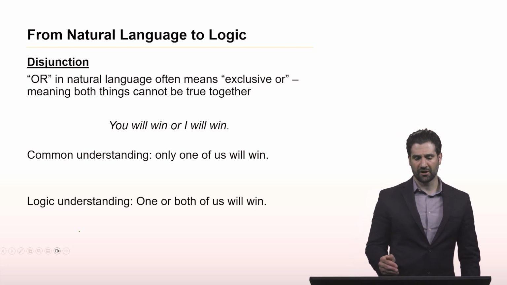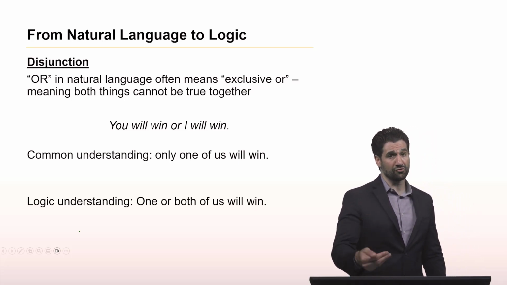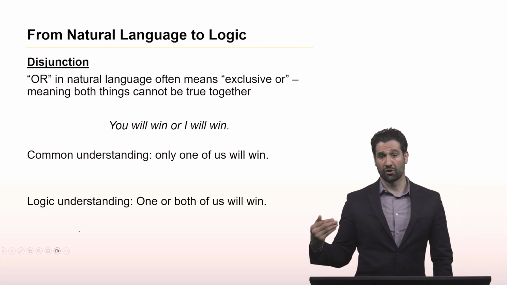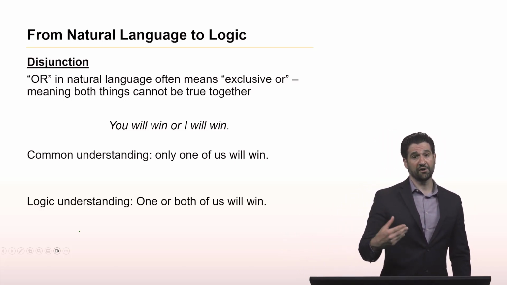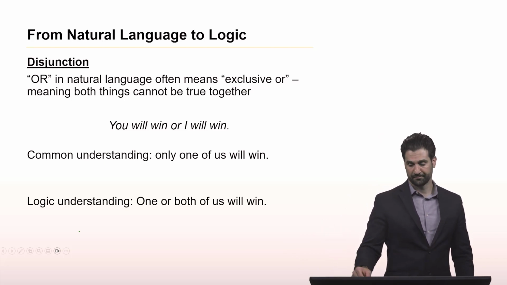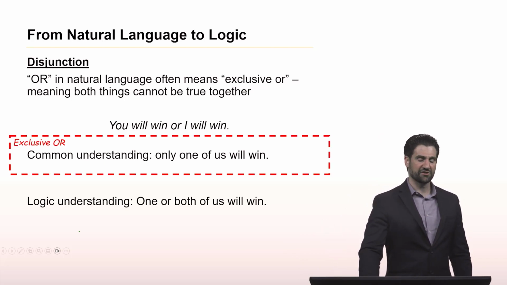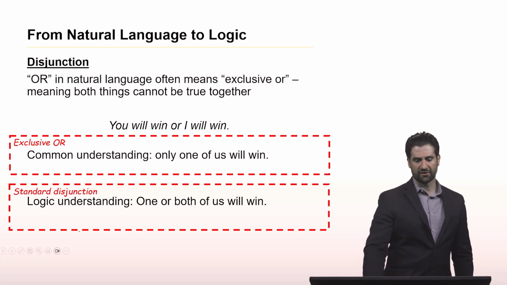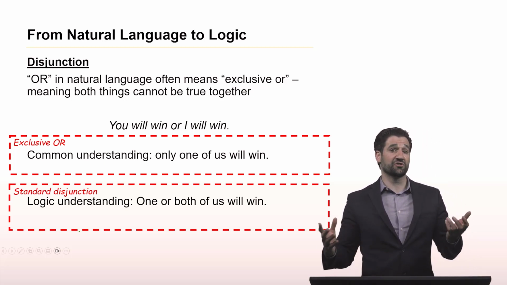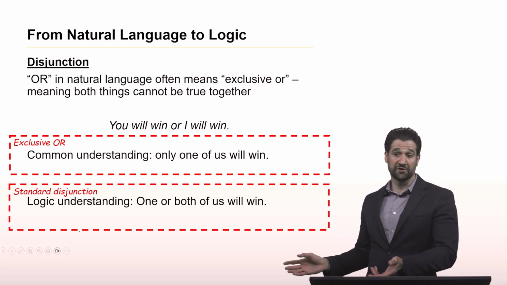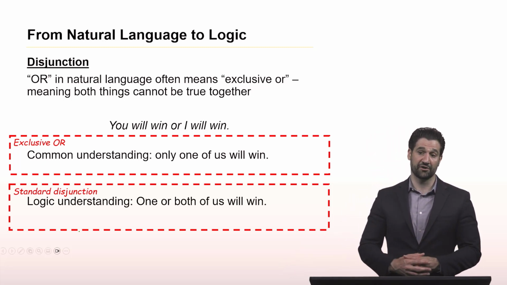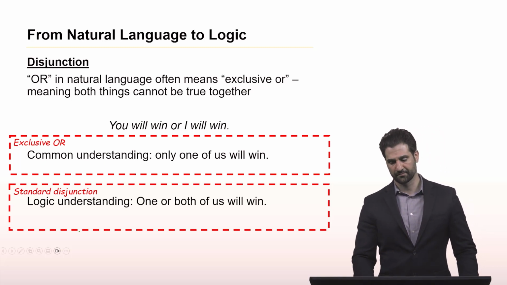But the common understanding is that only you or I will win, as opposed to the logical understanding, which is one or both of us will win. As you see in the first case, there's this exclusivity. Only one will win. Whereas in the standard definition of disjunction, it's okay if both of the items in the disjunction are true, and the statement can still be true. That, as you saw in our truth table, is how disjunction works.